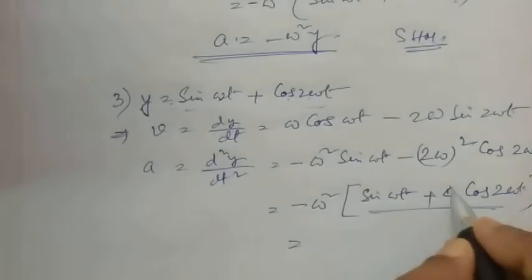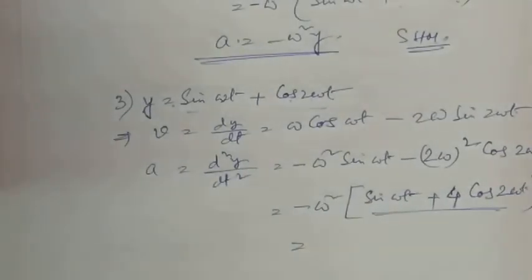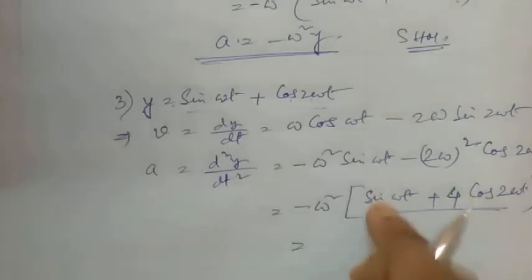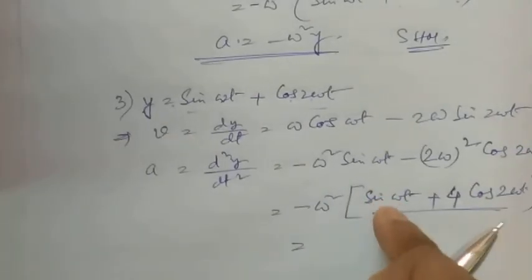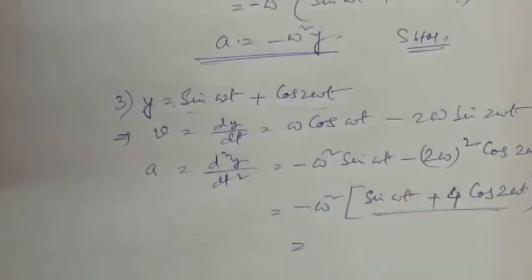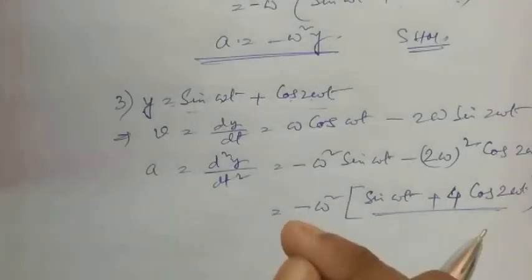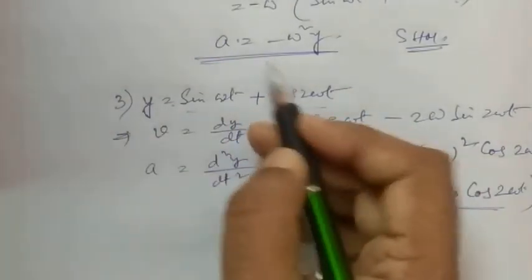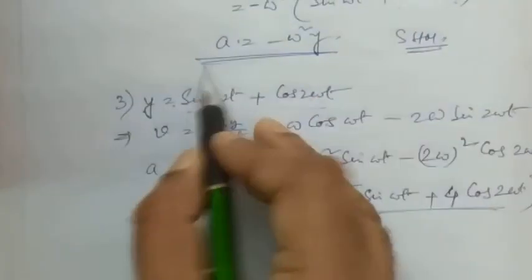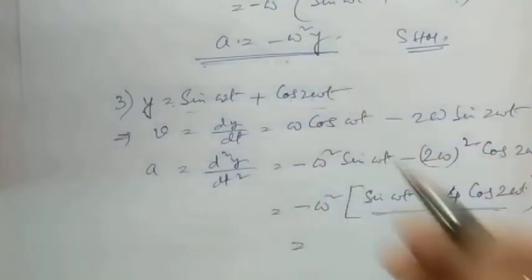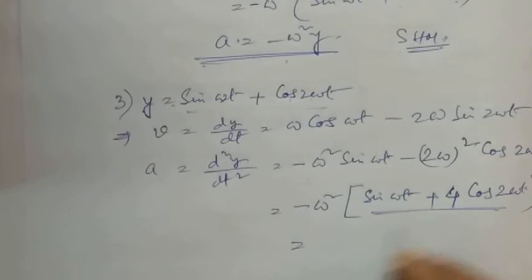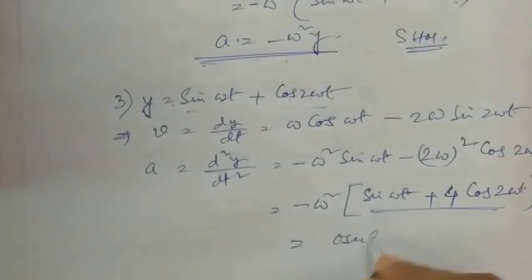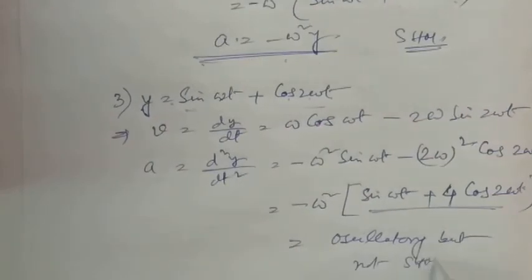Now this expression and the original expression of y does not match. We have a 4 here. So we can write this can be an oscillatory motion but not an SHM, because it is not yielding the same result as the previous two cases, that is a is equal to minus omega square y. So this one can be oscillatory, but not SHM.